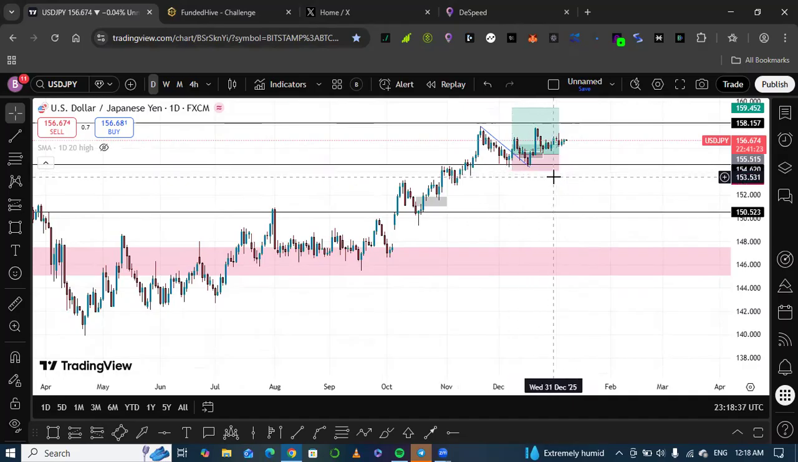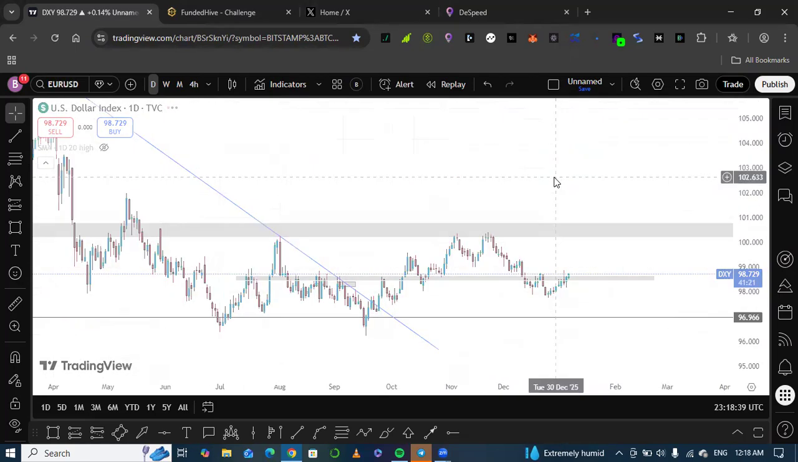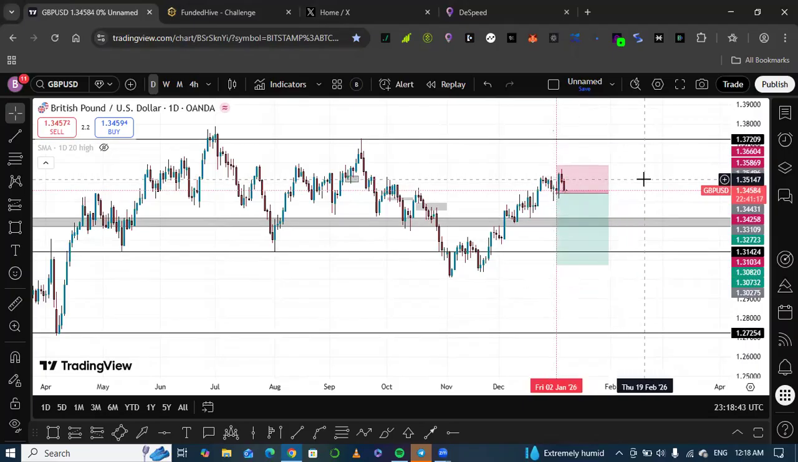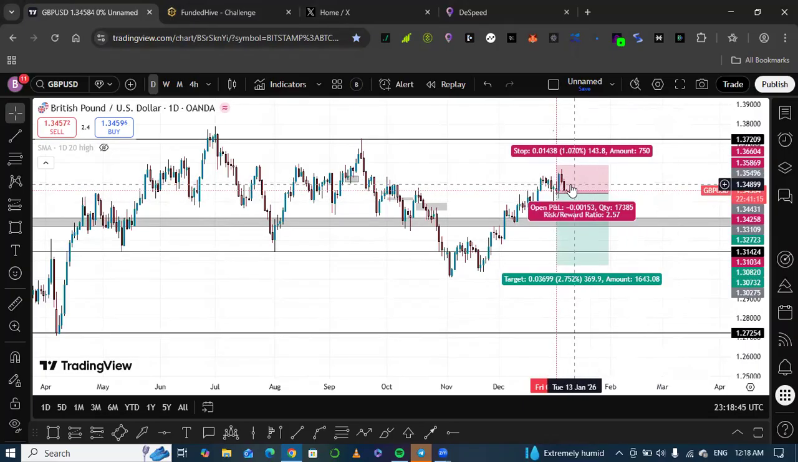Also, I think I also have an entry on GBPUSD. Yeah, I also have an entry on GBPUSD. As you can see, it almost took me out. I did this entry around this place, around 2nd January 2026. As you can see, it shot all the way to the upside and it nearly took me out.